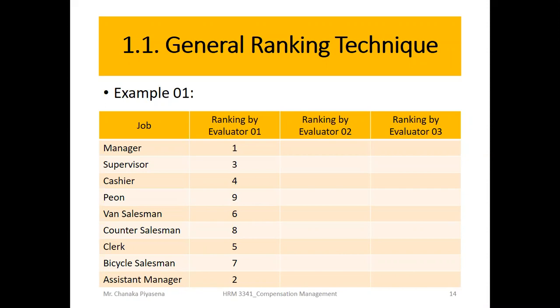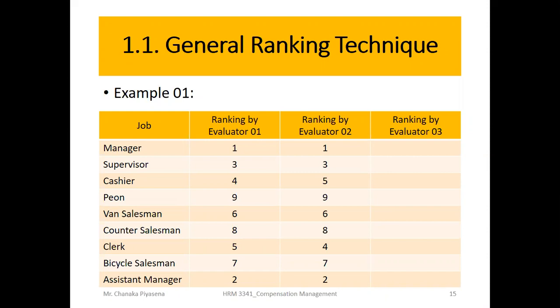Be careful, this is not about the person. This is only about the jobs. The job of manager, the job of PM, the job of van salesman, not about the employee or employee performance. The second independent evaluation, evaluator 2, also identifies manager as the most important, assistant manager as the second most important, and supervisor as the third most important.